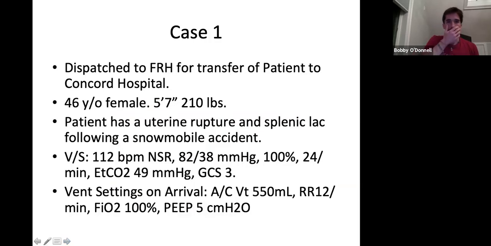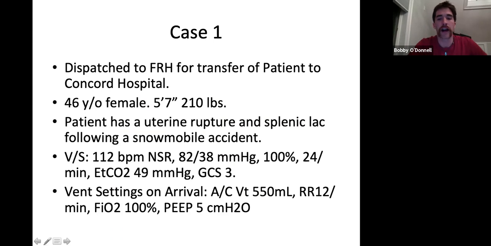So case number 1, you're sent to Franklin to bring a patient to Concord. It's a 46-year-old female. She's 5'7", weighs 210 pounds of actual body weight. She was in a snowmobile accident, has a uterine rupture and a splenic lac. Vital signs on arrival. She's sinus tach at 112. She's 82/38, saturating 100% on the ventilator, breathing 24 times a minute. You have an end tidal of 49, GCS of 3, because I like to intubate.